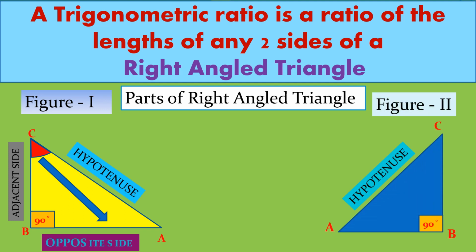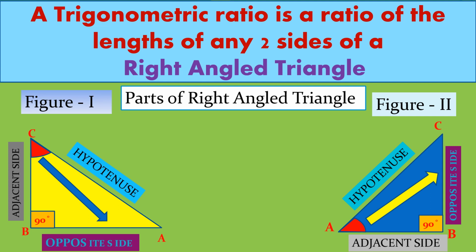Now observe figure 2. This is triangle ABC. B is 90 degrees. Hence the opposite side of B is the hypotenuse. If I select angle A, you observe that angle A's opposite side is BC. Hence BC is called the opposite side and the remaining one is the adjacent side.